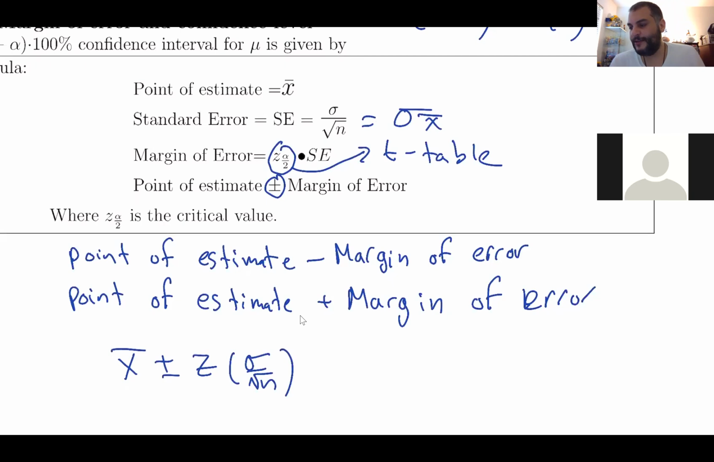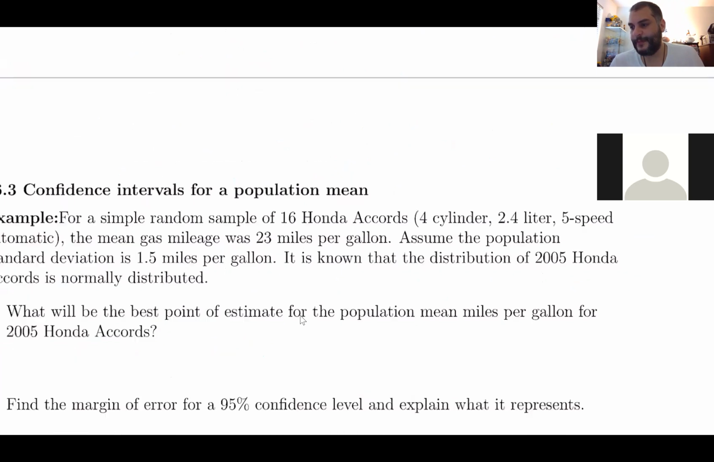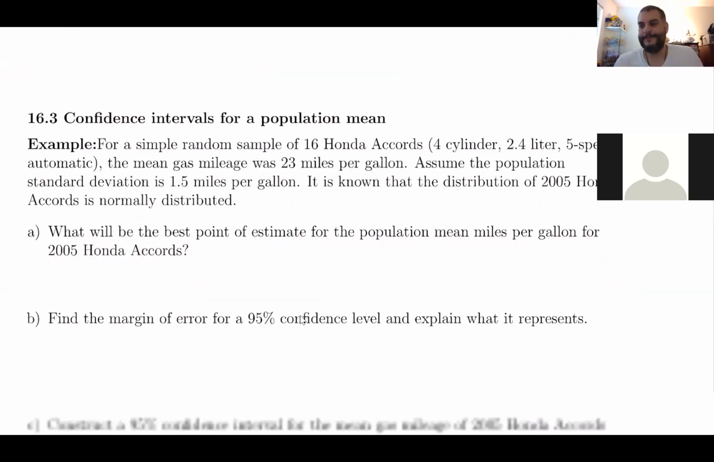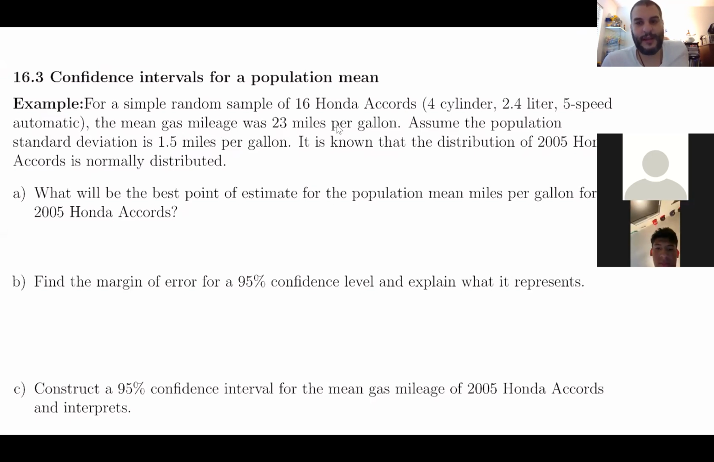All right, so let's scroll on down. All right. So for this problem, we're going to do the confidence interval. So for this one, it says for a simple random sample of 16 Honda Accord, the mean gas mileage was 23 miles per gallon. Assume the population standard deviation is 1.5 miles per gallon. It is known the distribution of 2005 Honda Accord is normally distributed.